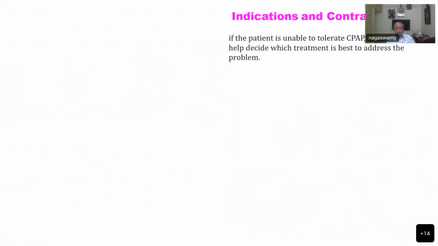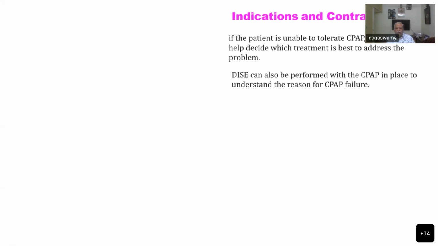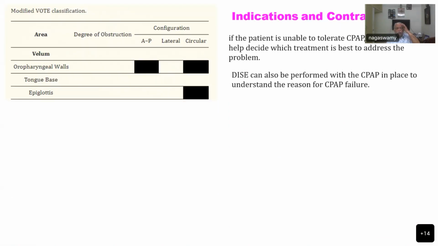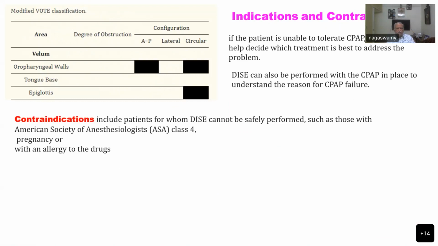And indications and contraindications: the patient is unable to tolerate CPAP. I think the previous speaker mentioned all those things. And DISE can also be performed when you want to understand the reason for CPAP failure. And these are all the modified VOTE classification. And contraindications include ASA 4 patients. Of course, nobody will like to take up such patients for this, pregnancy and allergy to drugs.